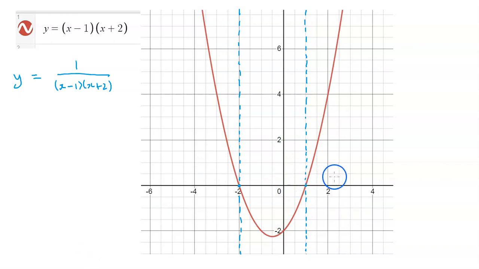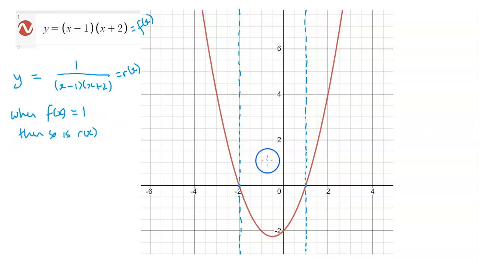What else can we note? So something else we can note is that when the function, let's call this one f of x, and let's call this one r of x, when f of x is equal to 1, so is r of x. So whenever f of x takes the value 1, which it does here for this point and here for this point, that means that our function r of x is also going to go through those points.